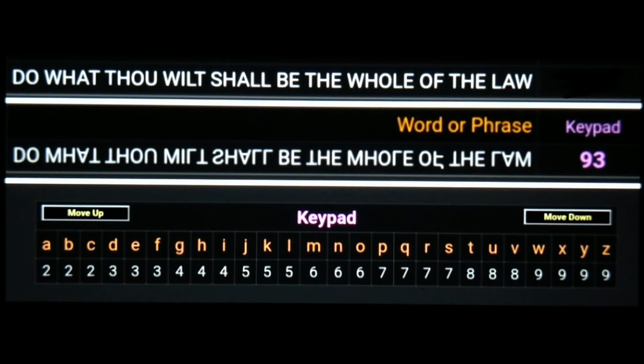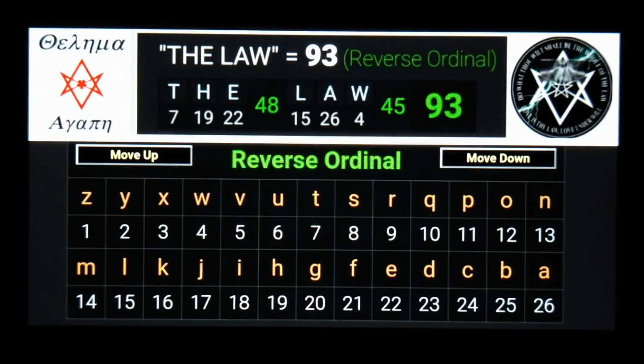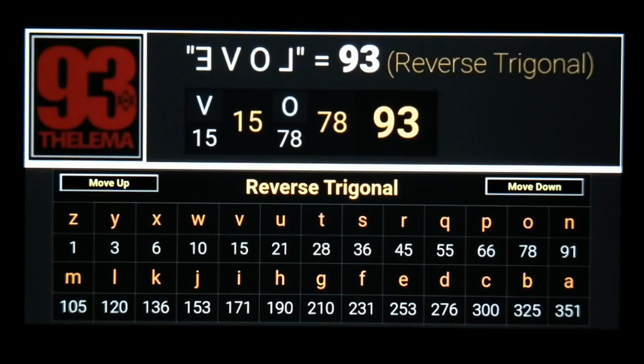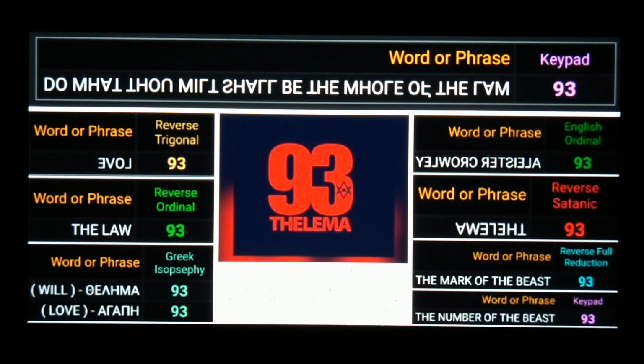And so on. I'm not going to go through the whole thing, but that phrase with the mirror image, with this particular mirror image, equals 93. Do what thou wilt shall be the whole of the law gets us that 93. And remember, with the forward-facing letters, the law gets us that 93. Love is the law. We get love. With the backwards letters, love gets us that 93. Remember, love is the law.